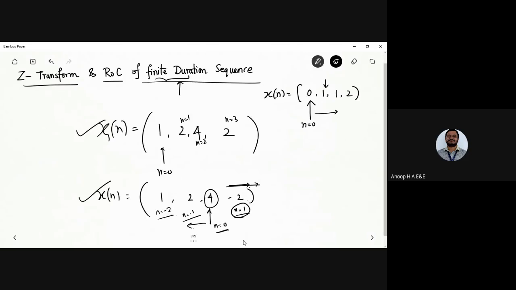Okay, so I can write it as x1 or x2 of n, whatever it is. So any discrete signal, discrete time, finite duration sequence. When I talk about a finite duration sequence here, it would be from 0, 1, 2 and 3. So the total number of samples will be 4 there. I have taken the total number of samples to be 4, 5 or whatever it is.